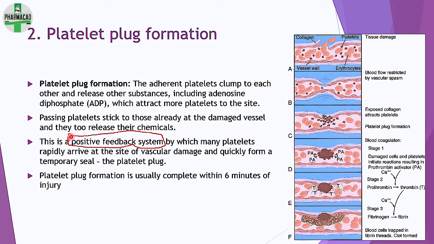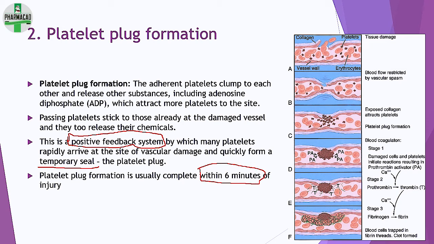That is the positive feedback mechanism by which many platelets rapidly arrive at the site of vascular damage and quickly form a temporary seal. This seal is known as the platelet plug. The word to remember is that it is temporary, it will not stay there permanently, it is temporary. Platelet plug formation is usually complete within 6 minutes of injury.